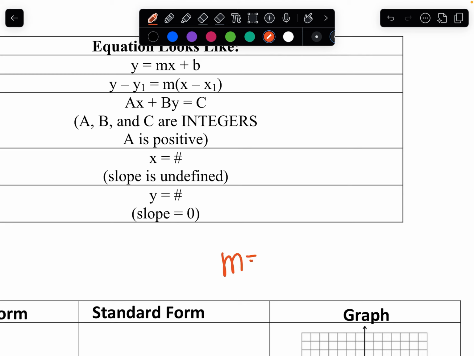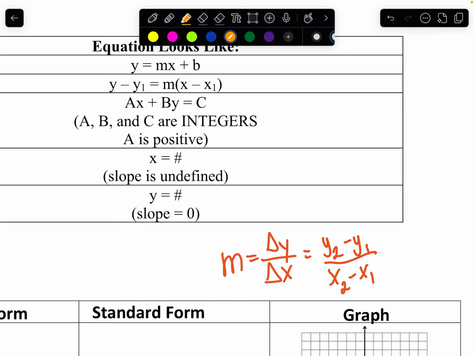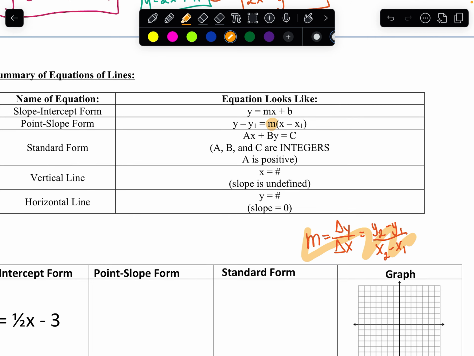Your slope formula, remember the change in y over the change in x, is y sub 2 minus y sub 1 all over x sub 2 minus x sub 1. Just in case you need to find this value right here. Standard form, ax plus by equals c. Just make sure you know that a is positive, and then we have a vertical line, that's x equals a number. A horizontal line, y equals a number.